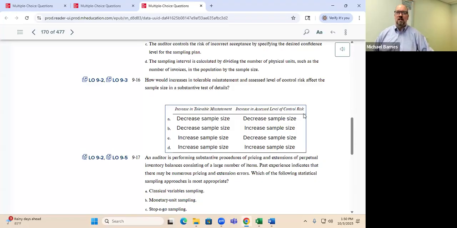Okay, so I increase the assessed level of control risk. Do I want to be more or less certain if I increase the assessed level of control risk? Well, if my control risk is lower, then I don't need to do as much substantive testing. So if control risk is higher, it means I have to do more testing. I'm going to have to increase my sample size. So decrease sample size, increase sample size, B is our answer.